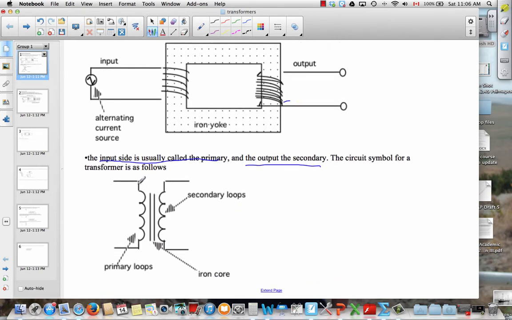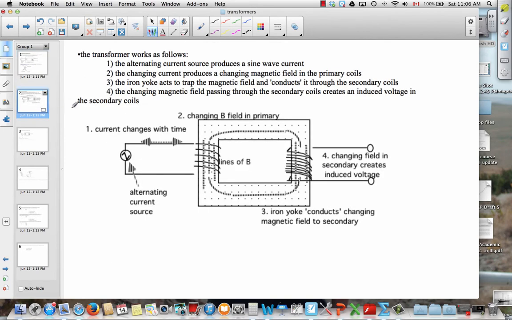And here's how we represent a transformer in a circuit. There's the primary loops, the secondary loops, and then that stands for the iron core. So how does the transformer work? Well, you actually need a source of alternating current here, and that gives you a current that's changing. A current flowing through this primary coil is going to give you a magnetic field. But because the current is changing, the magnetic field is changing. So we get a changing magnetic field on the primary side.